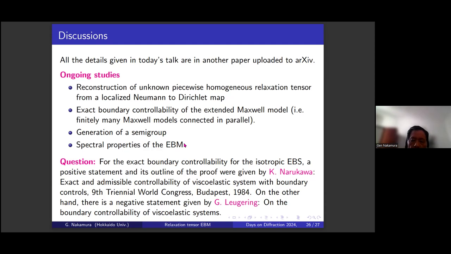Anyway, this model's phenomena is quickly changing. It's like elasticity. And what is admissible controllability? Well, this is a question.